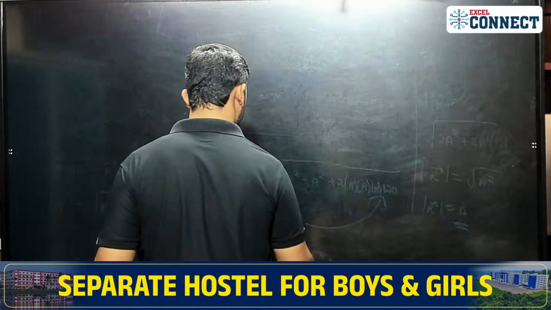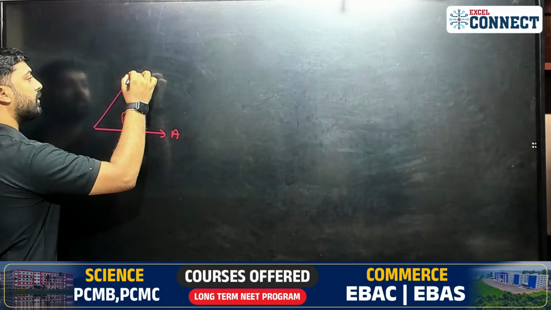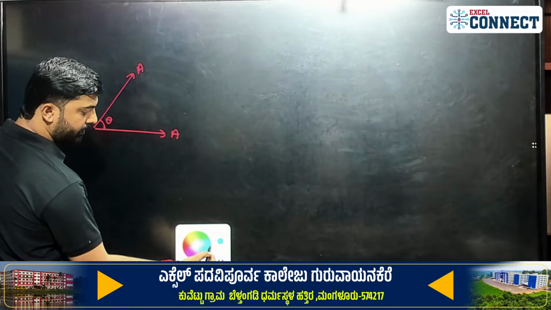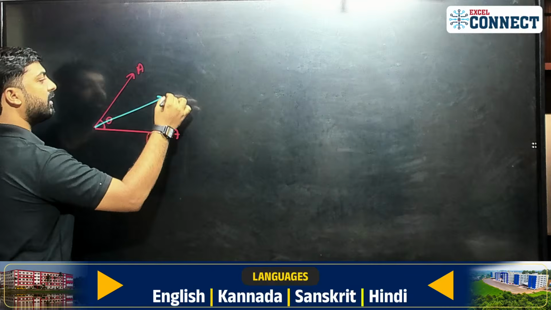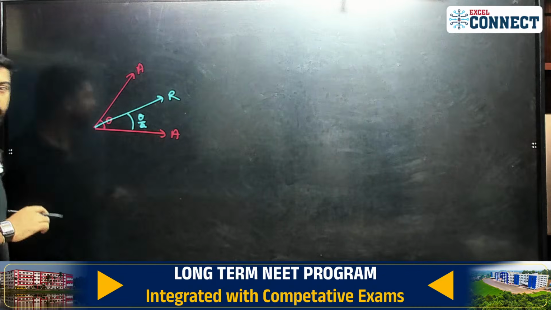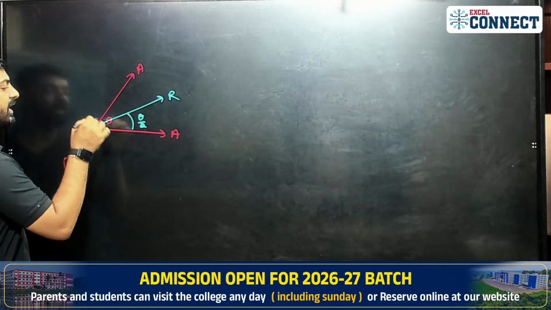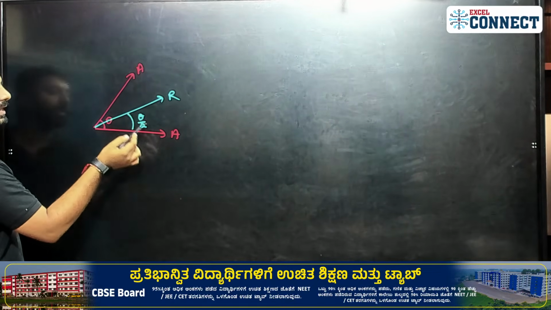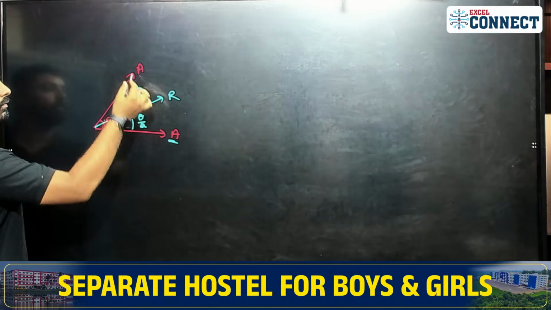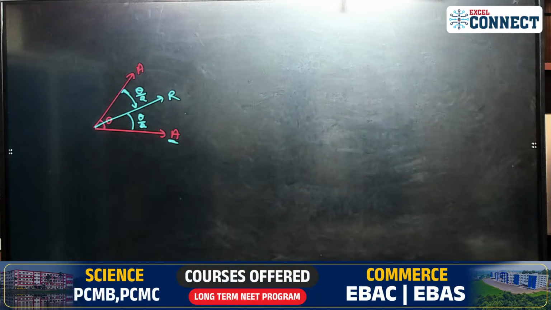If two vectors have the same magnitude and theta is the angle between them, then the resultant vector R makes an angle theta by 2 with any one vector. You have to remember this. Here theta is the total angle between A and B, then R will make an angle theta by 2 with A and also theta by 2 with the other vector.